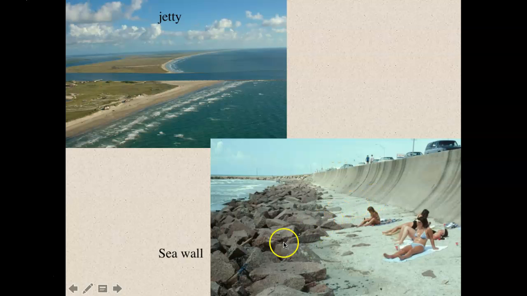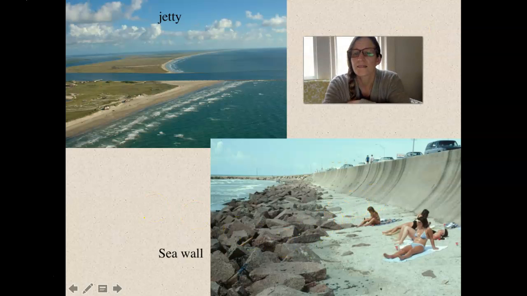The image at the top here is a jetty. Jetties are built to stabilize inlets. Inlets are important to navigation, to our military, to the Army Corps of Engineers, to ships going in and out to sea, people going fishing, all that. So this jetty is one side of the inlet and another is on the other side of the inlet.